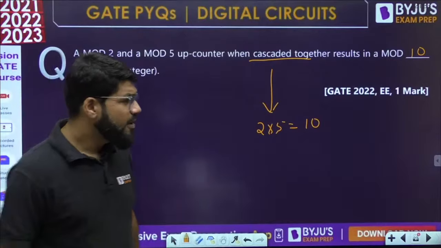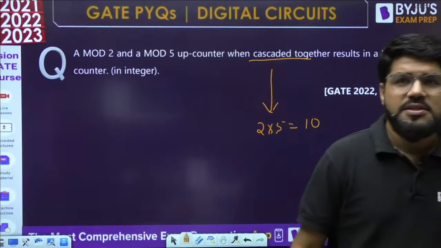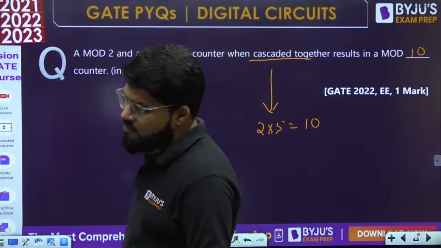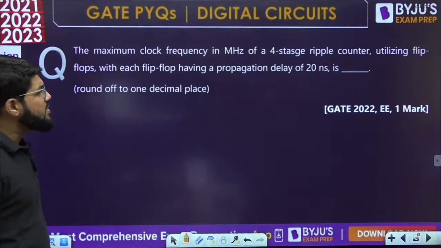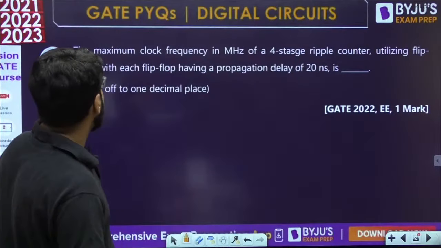Derive nahi karenge abhi yahan pe, but it has simple logic. Whenever counters are cascaded, their mod numbers are multiplied. Next question, again 2022 EE 1 mark question.